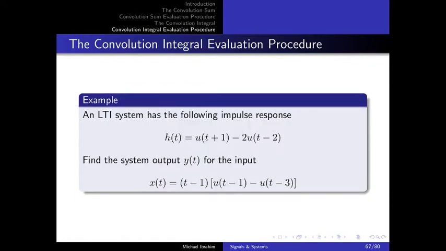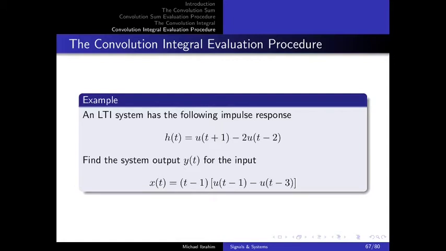Next example, you have an impulse response h of t equal to u of t plus 1 minus 2 u of t minus 2, and the input is t minus 1 times u of t minus 1 minus u of t minus 3, and we need to find the output. So an LTI system, input, impulse response, so we do convolution. In order to do the convolution over here, we always do it graphically.